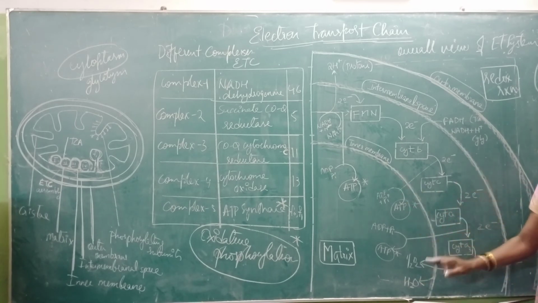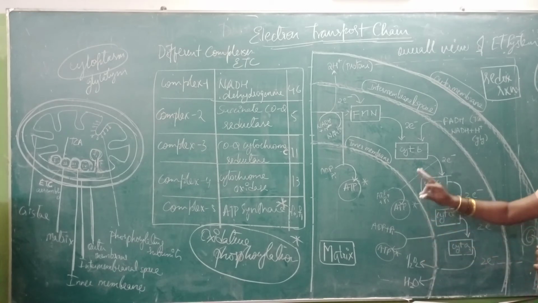So how this ATP molecule is generated, that you will be learning in your 5th complex, that is oxidative phosphorylation. So this is nothing but the overall view of electron transport chain. This is the overall mechanism of electron transport chain.